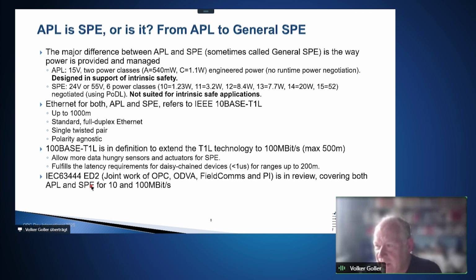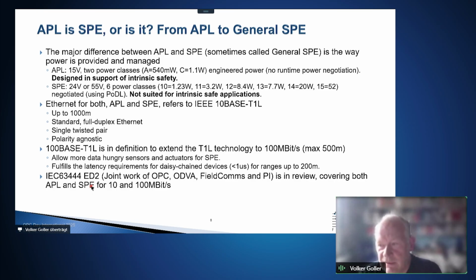Anyway, Ethernet is both. So if you have a software solution that runs APL, it probably runs exactly on SPE. Maybe you use a different device model. Maybe you use extra protocol features for APL because of the broader process automation requirement. But it is Ethernet. From the protocol, it's all the same.